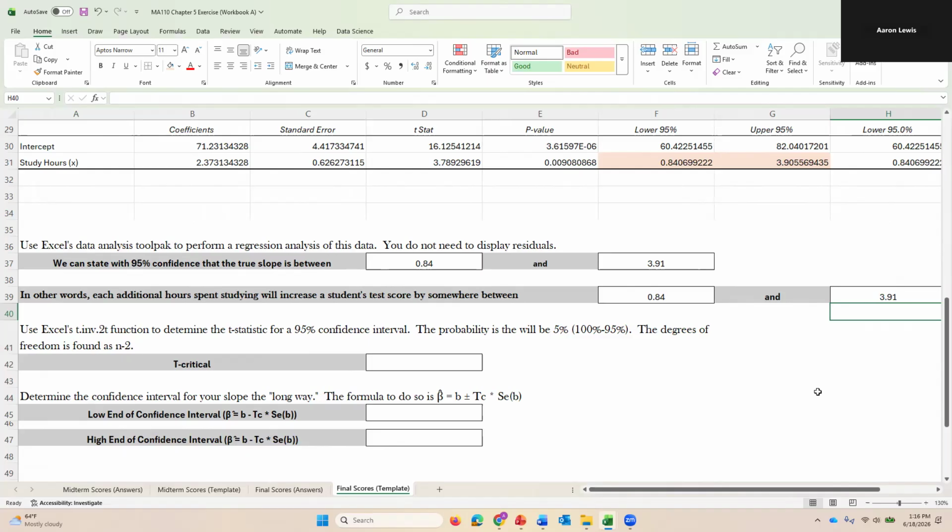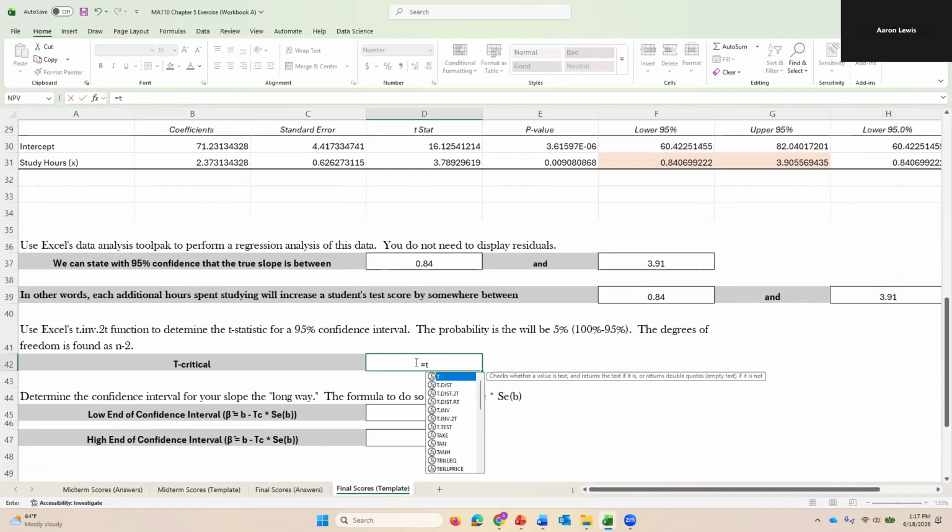If we said that it increases your grade by 12 points for every hour that you study, well, that's above our high end. If we said it reduces your test score by studying, that's below our low end. So we care about both tails. So just to put the formula up in here, it is equals T.INV.2T, and I'm going to open a parenthesis.